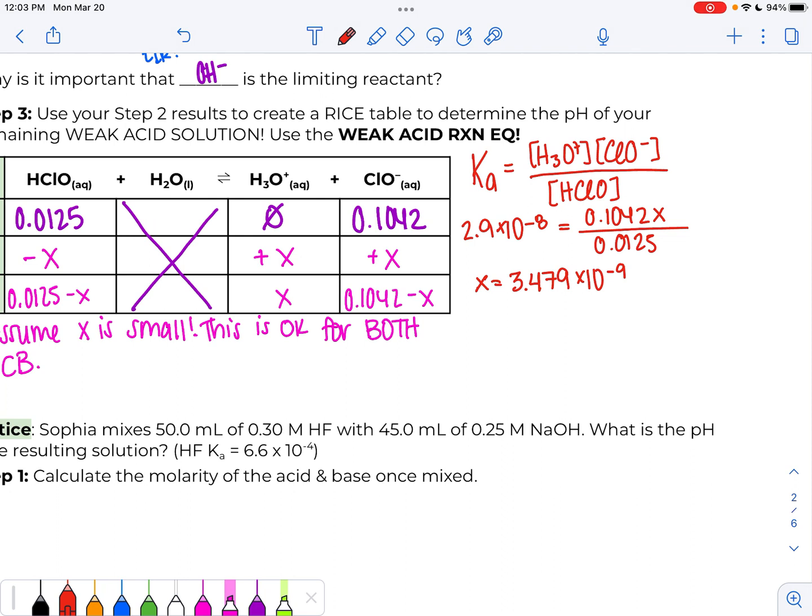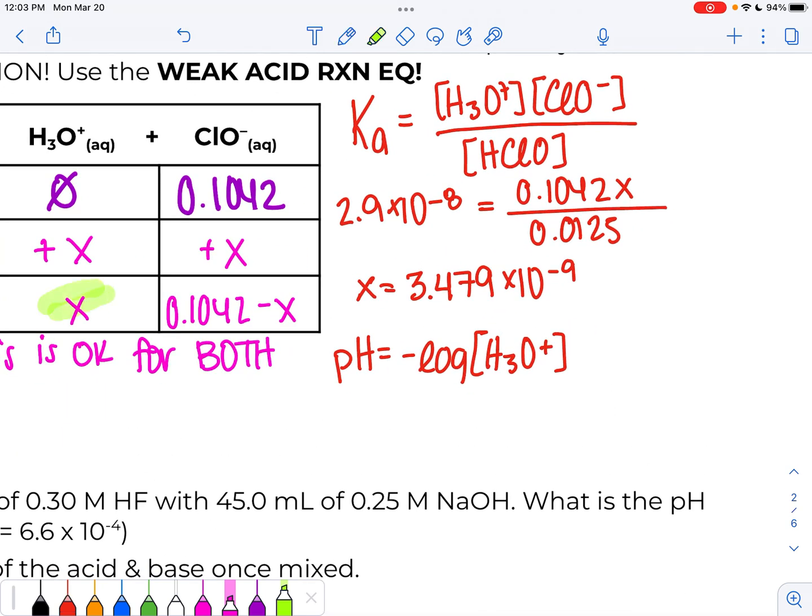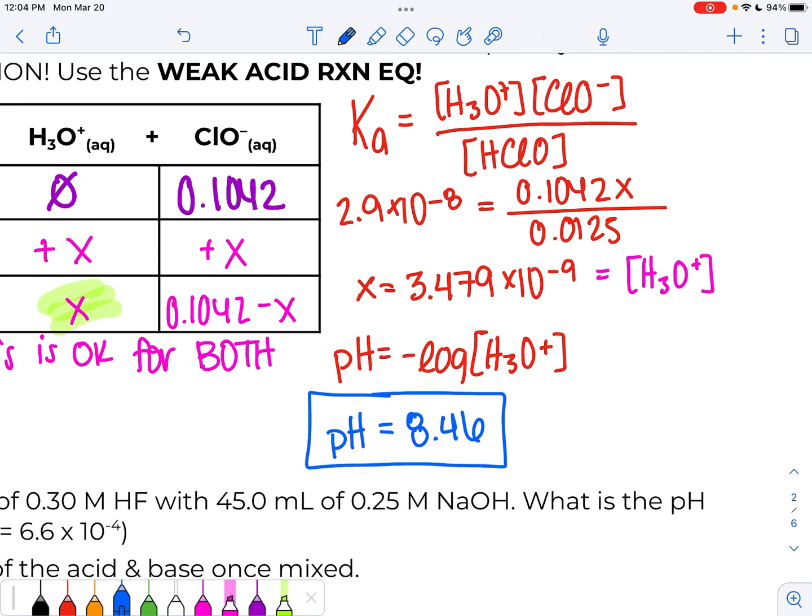And why do we care about this x value? Because what we're still trying to do is calculate pH. And we know that pH is equal to the negative log of our hydronium ion concentration. So here, the x value is the hydronium ion concentration. So all we have to do is take the negative log of that number, and we end up with our pH value for the solution. So pH is equal to 8.46.